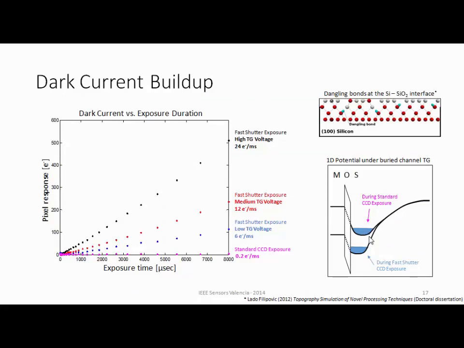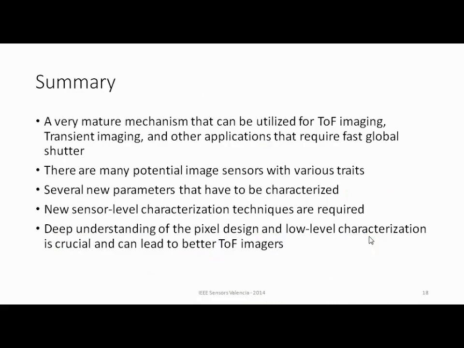And finally, an issue with this method is the dark current buildup, because the transfer gate is at high voltage for the entire duration of integration. We actually deplete the buried channel that is usually formed under the transfer gate in CCDs to keep dark current low. The traps become activated, and then the dark current count really increases. But there are ways to overcome this as well. I don't have time to detail.